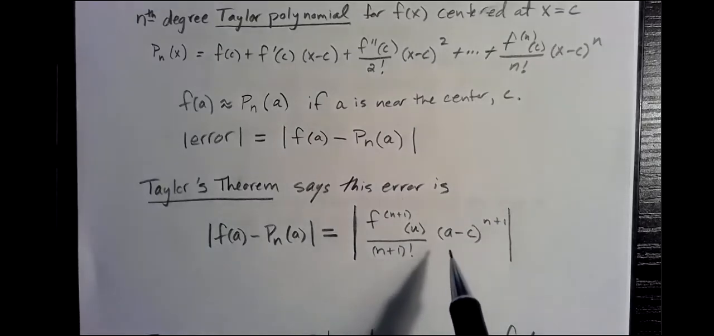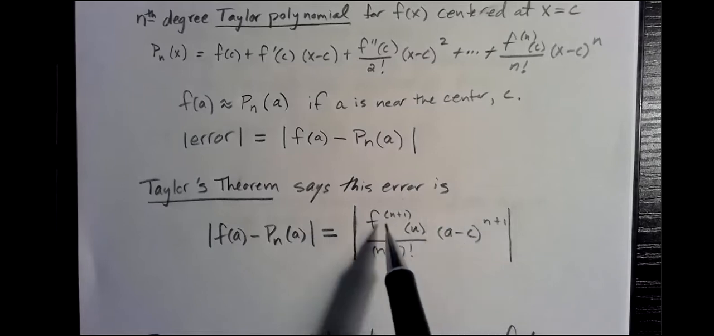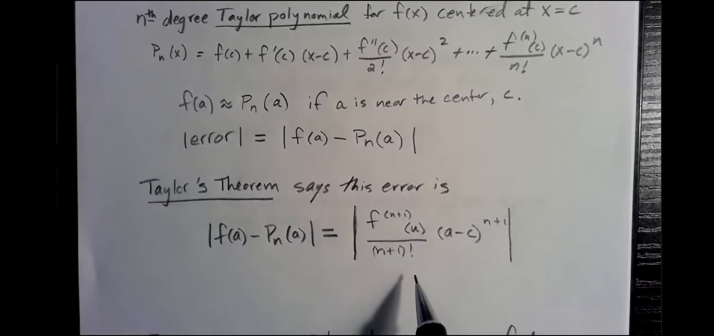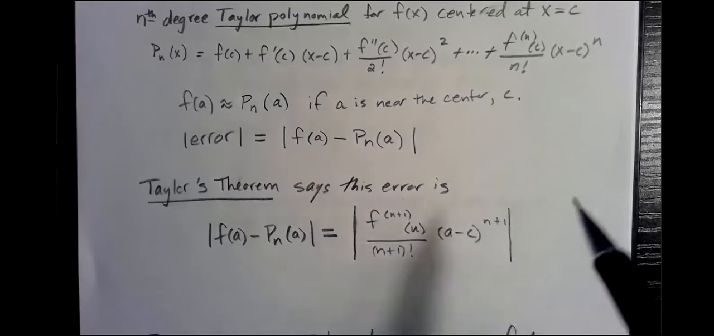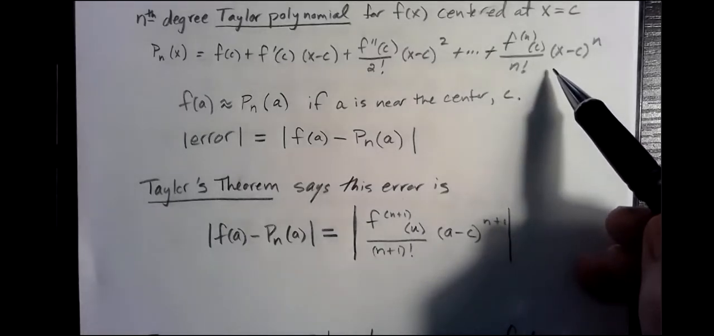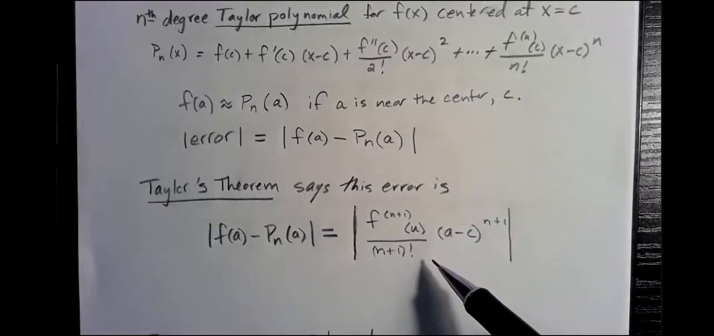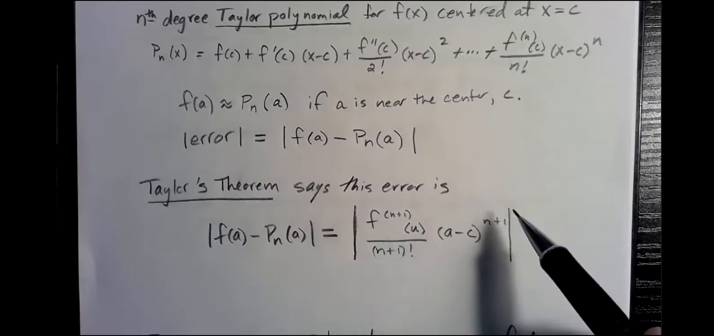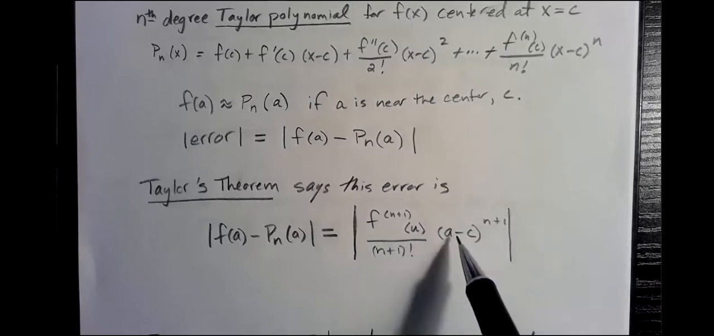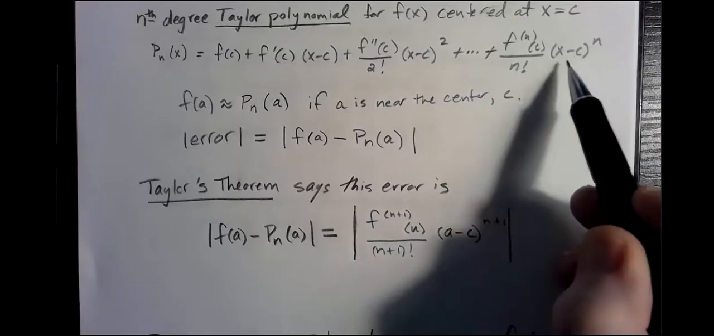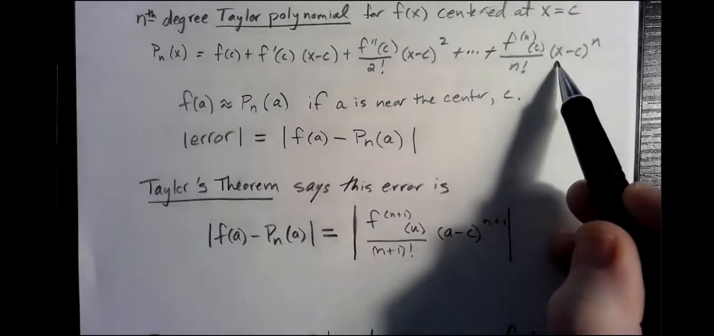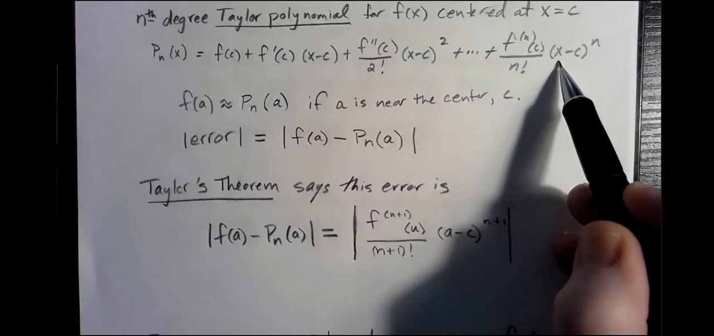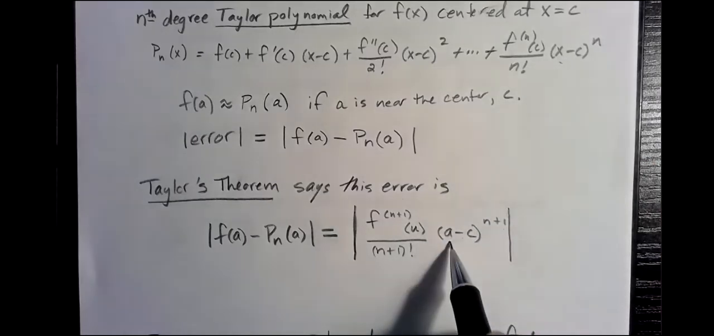So a couple of things I want you to notice. First of all, this formula for the error looks identical to the formula for the nth term. We're just looking at the n plus first term. So n plus first derivative, n plus 1 factorial, n plus 1 power. A minus c corresponds to x minus c because we're evaluating the polynomial at x equals a, and so a goes in place of x.